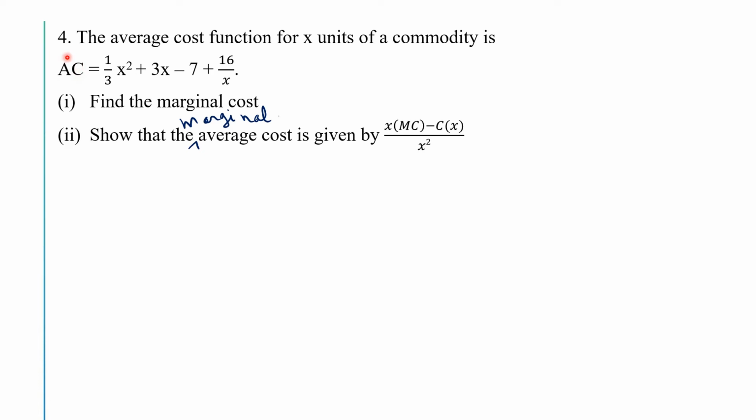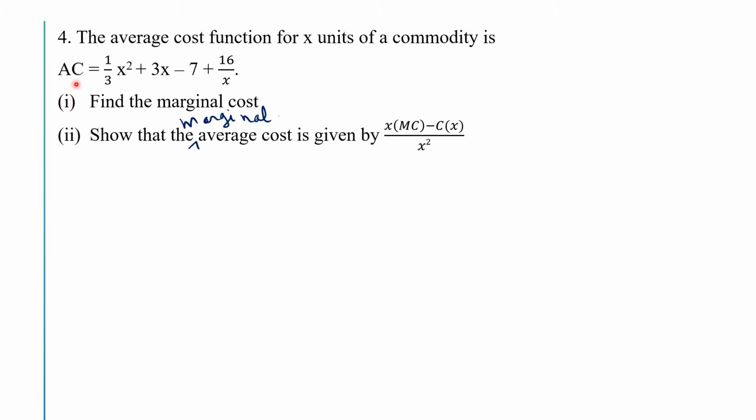Next question, the average cost function for x units of a commodity is average cost is equal to 1 by 3x square plus 3x minus 7 plus 16 by x. Find the marginal cost. Show that the marginal average cost is given by x into marginal cost minus c of x divided by x square. So we have to find the marginal cost and then we have to find the marginal average cost.